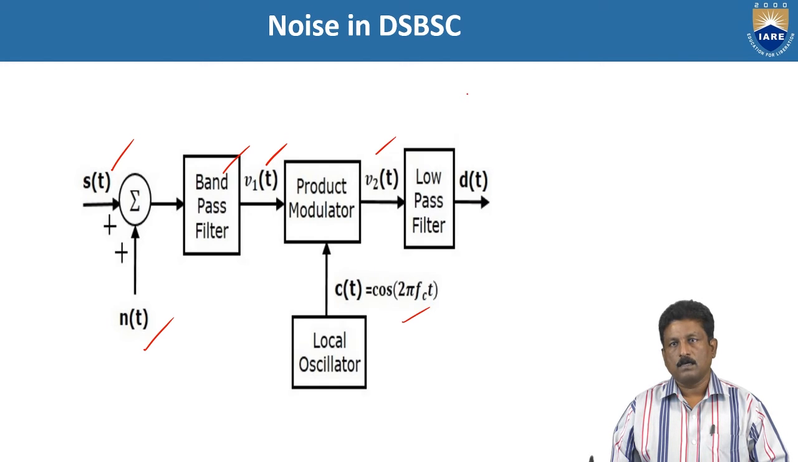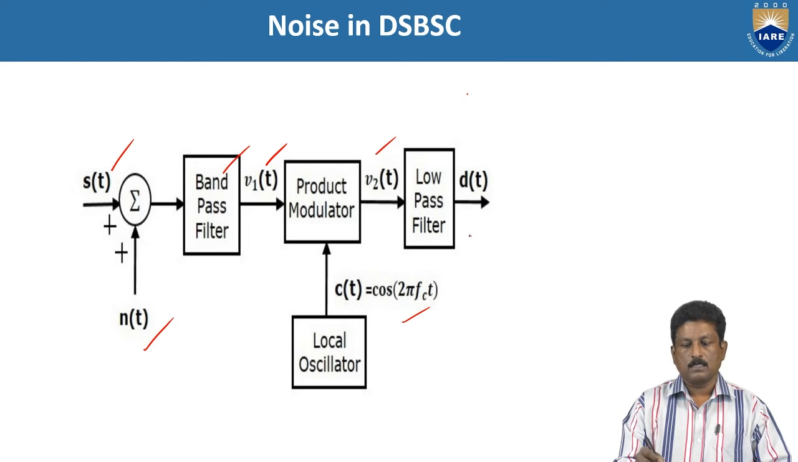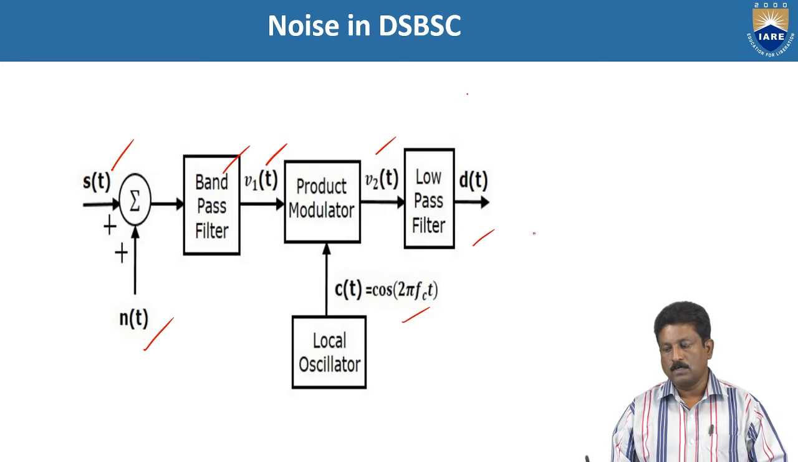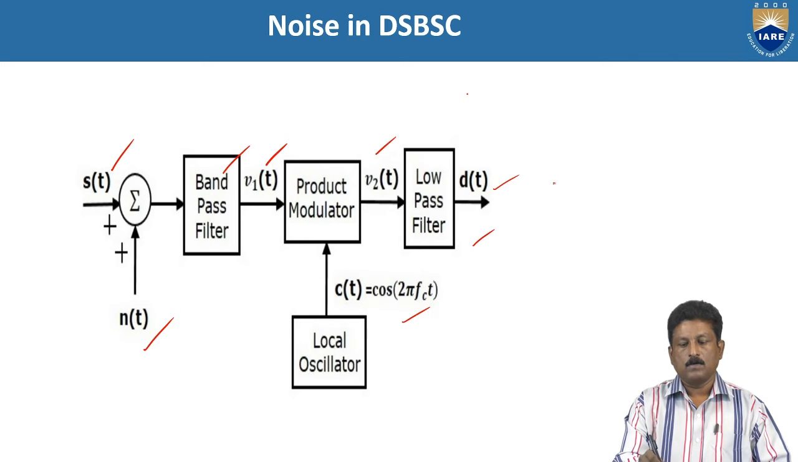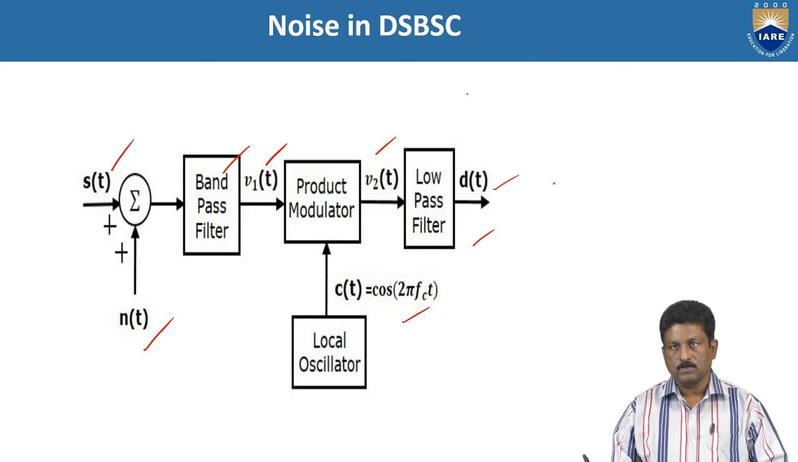So the product modulator output is V2(t) = V1(t) · C(t). After demodulation, we have a filter arrangement of a low pass filter, which allows only the low frequency modulating signal and rejects the high frequency component. Finally, we get our modulating signal m(t) at the receiver side.